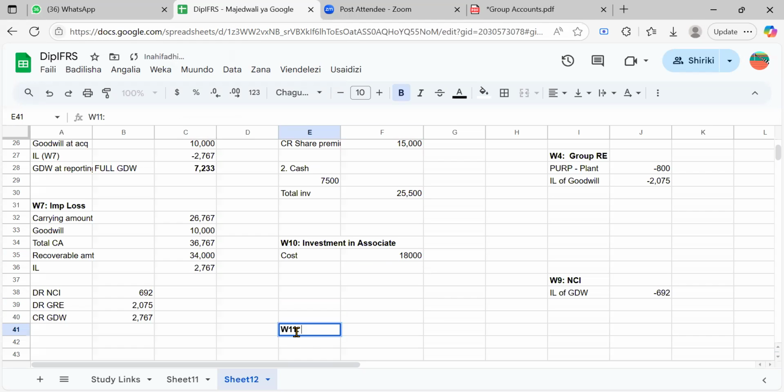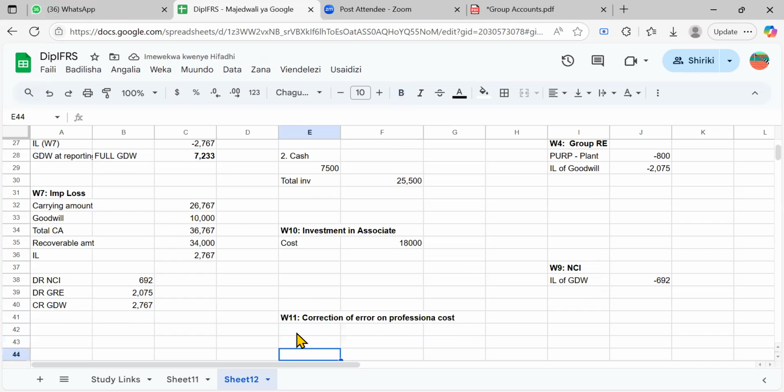You can just say correction of errors on professional cost. And the ACCA like to test people on this. They just try to test that this person understands. They do this intentionally.